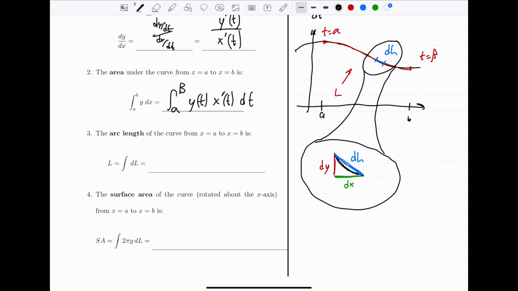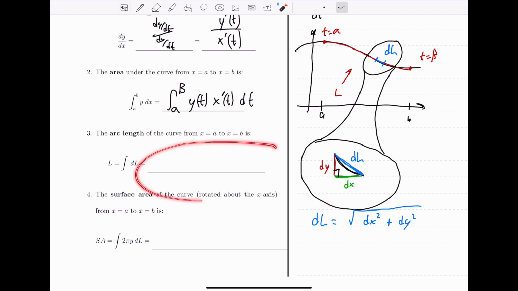And we can express dl in terms of dy and dx. We have a right triangle here, so we can use the Pythagorean theorem to write dl equals the square root of dx squared plus dy squared. We had a very similar expression when we were looking at the arc length integral back in a previous section. Now we want to write dl in terms of t. We want to be integrating with respect to the parameter t.